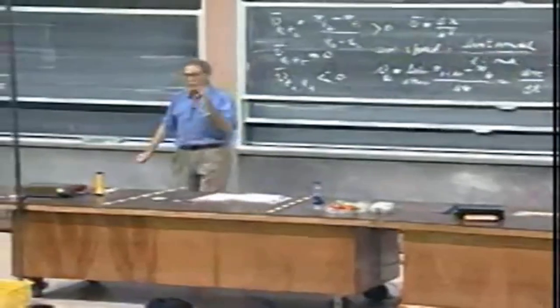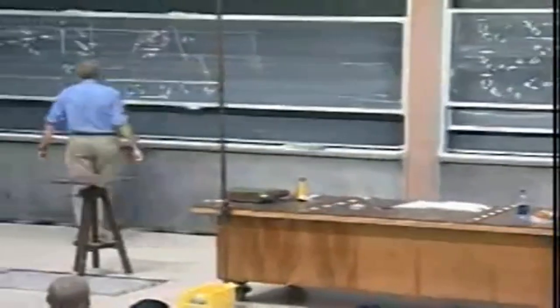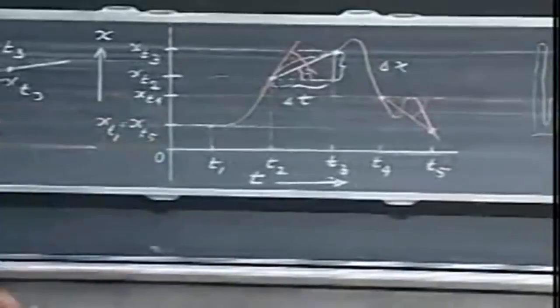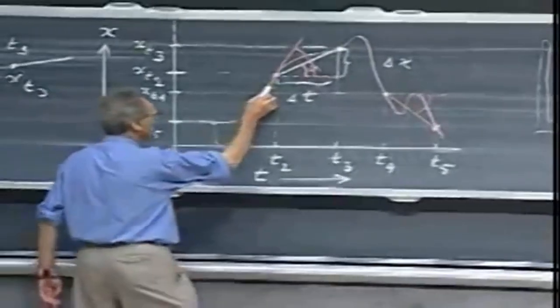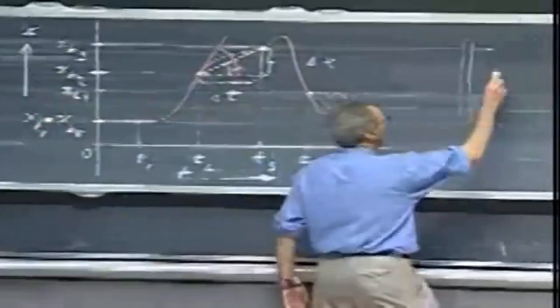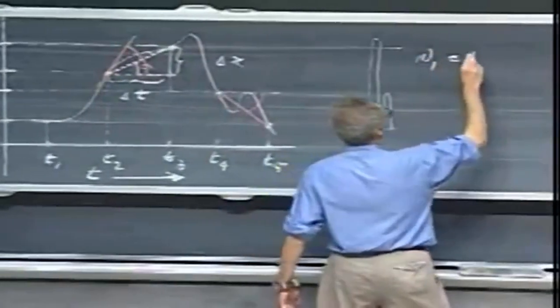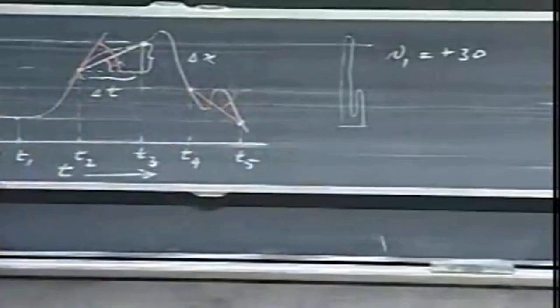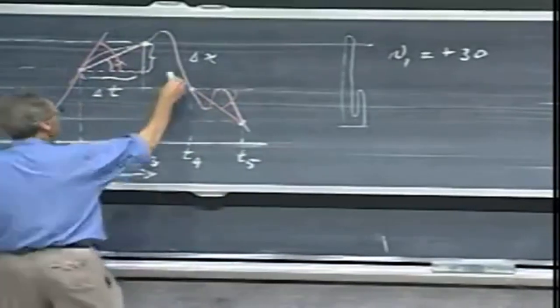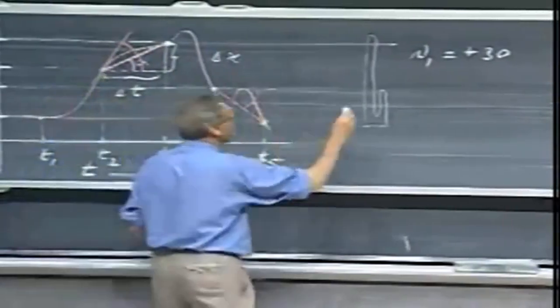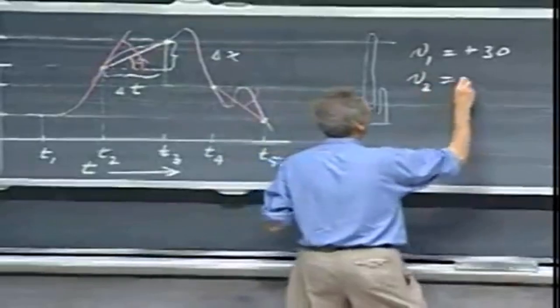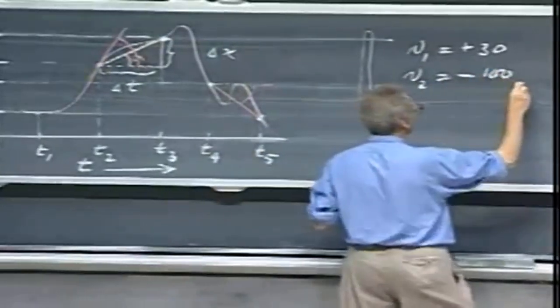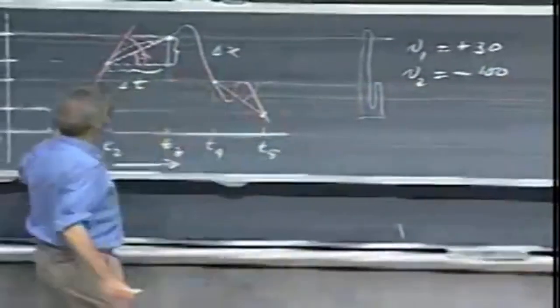What is the instantaneous speed? Well, speed is not sign sensitive. Suppose that the velocity here, I call that v1, suppose that was plus 30 meters per second. I just grabbed this number out of the blue. And suppose here somewhere it was, I call that v2, suppose that was minus 100 meters per second. This is negative and this is positive.